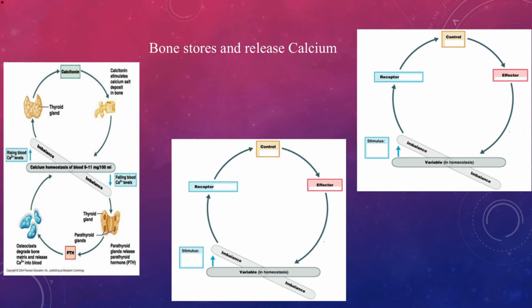Okay, so bone we know produces blood. We know it stores calcium, but it also can release calcium if we need it. This is why it's important to have calcium in your diet so that we aren't actually pulling calcium out of our bones.